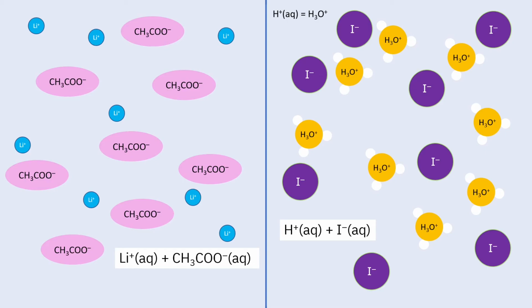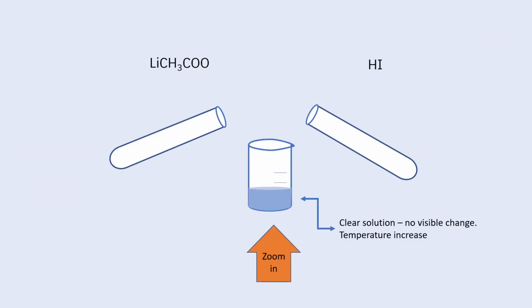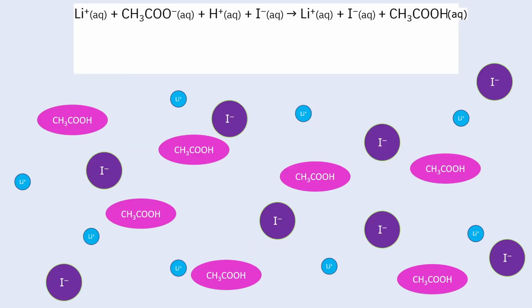All right, so when these solutions are mixed, we end up with a clear solution. Looks the same as it did in the original test tubes, but the temperature rises quite a bit. It becomes uncomfortable if you were holding that in your hand. So let's zoom in and see what's going on in the mixture. Well, we still have lithium ions and we still have iodide ions, but we no longer have hydronium ions or acetate ions. I didn't even put any in this picture.